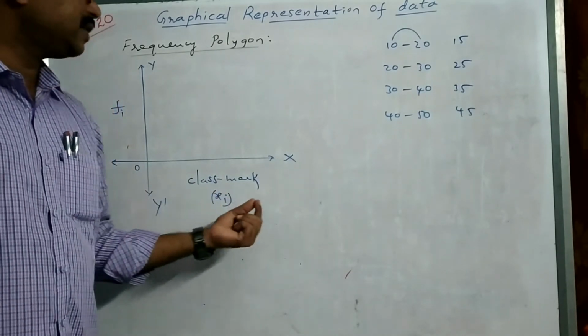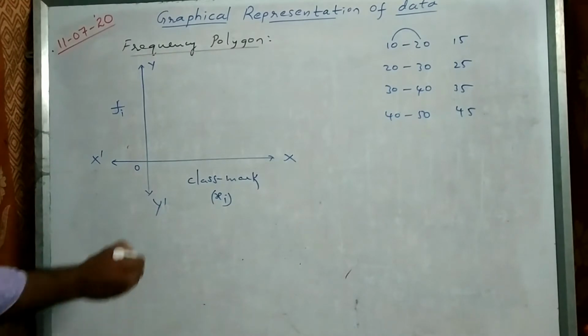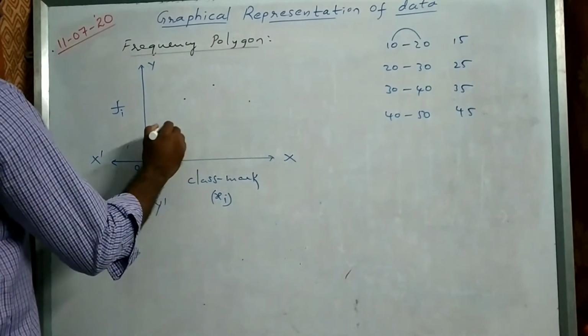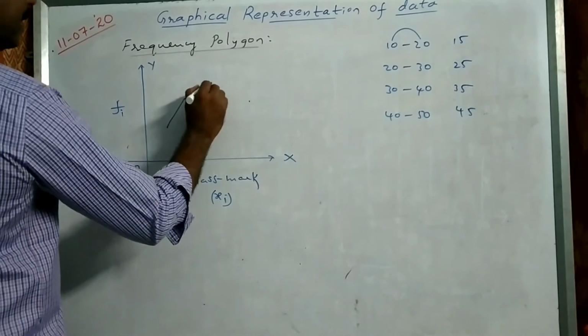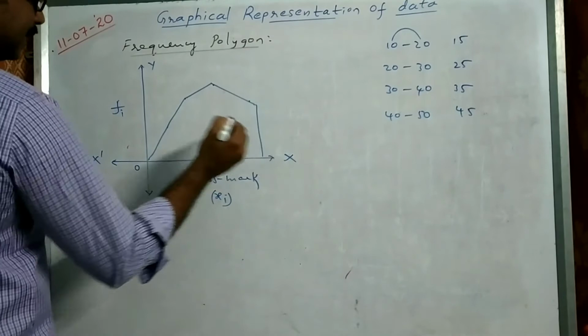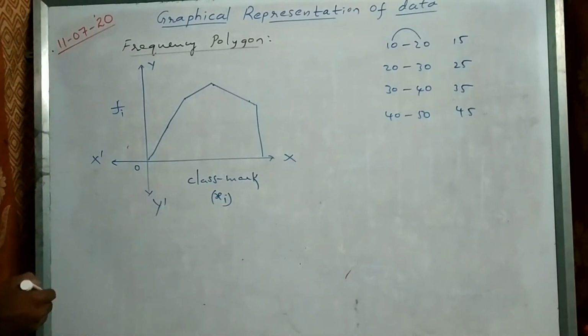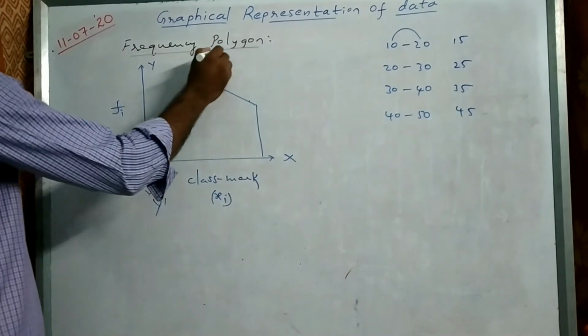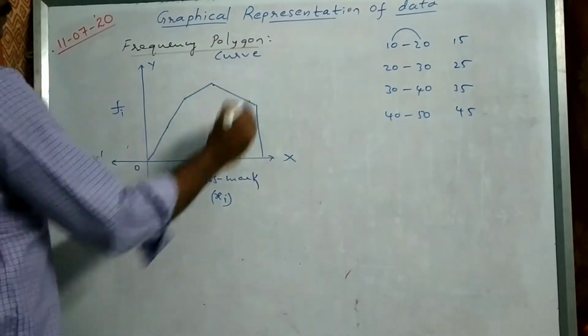Corresponding frequencies on y-axis and plot that ordered pairs here. You will get one closed figure. If you join with the scale, that you will get a closed figure, that is called frequency polygon. Suppose if you join with the hand, that is called frequency curve.